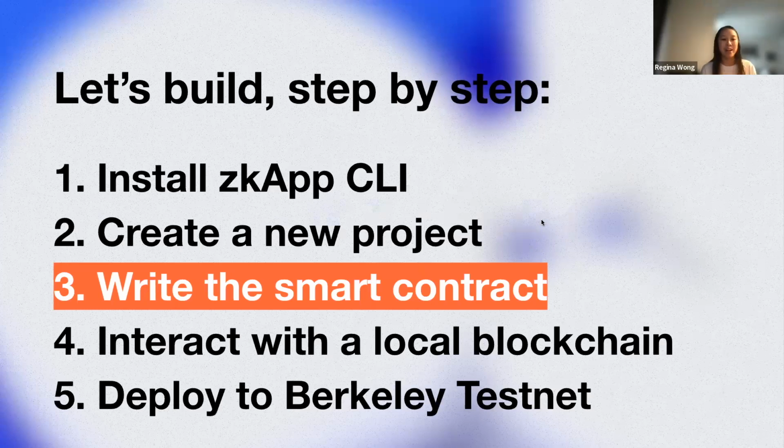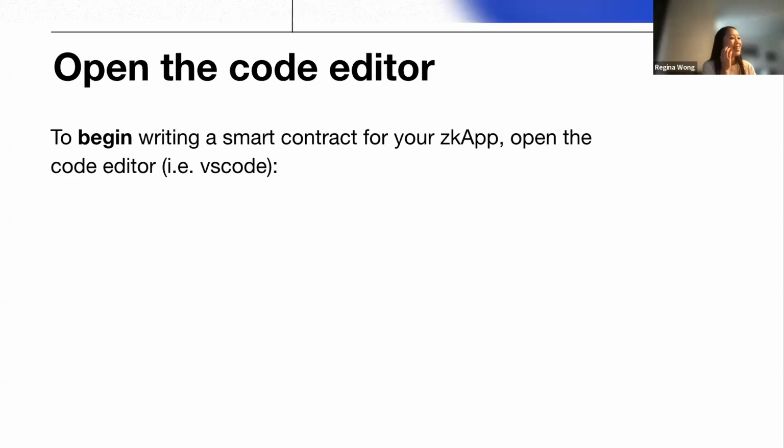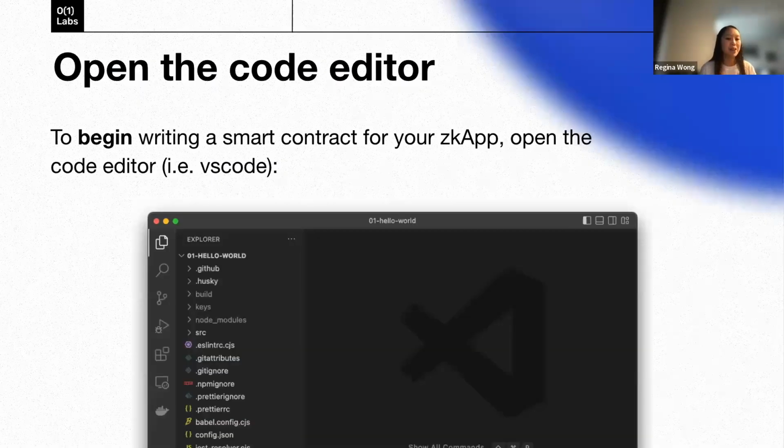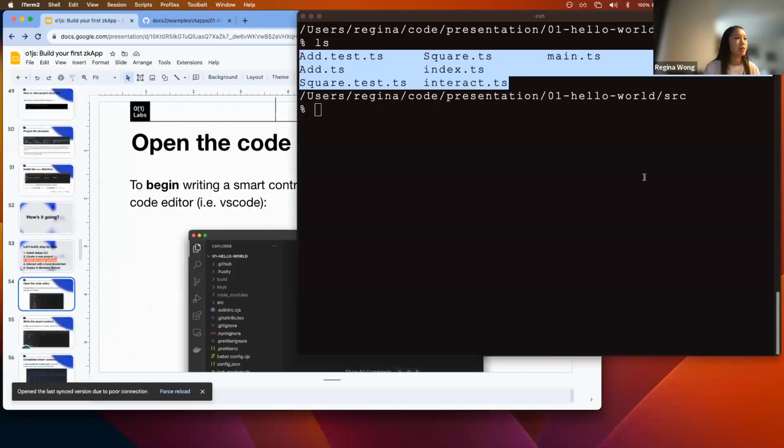All right. So we're already at step 3. We already installed the CLI. We created a new project and the necessary files. Now is the heart of writing a ZK app, the smart contract. So open up your code editor. I'll be using VS Code. Okay, so let's open up VS Code.